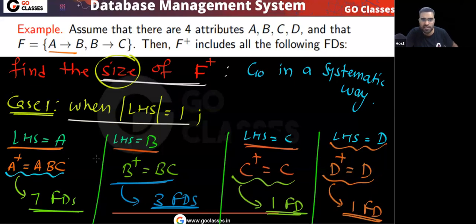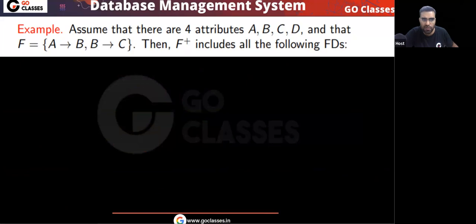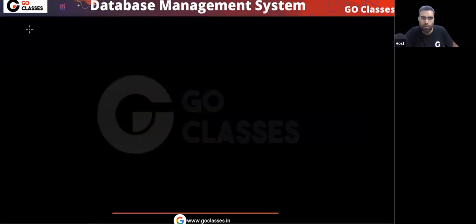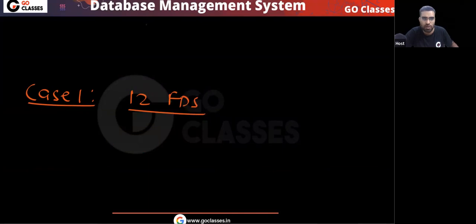So this case 1 is over, agree with me? How many FDs has this case 1 given to you? 12. Okay, so from case 1, we got 12 FDs. Is this clear? Now let's see case 2.